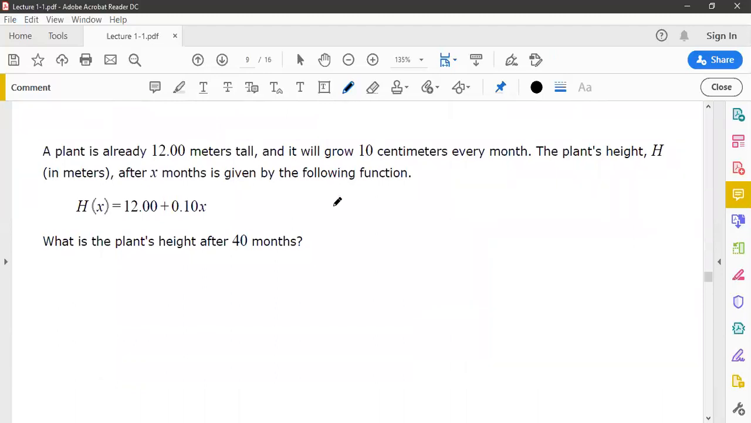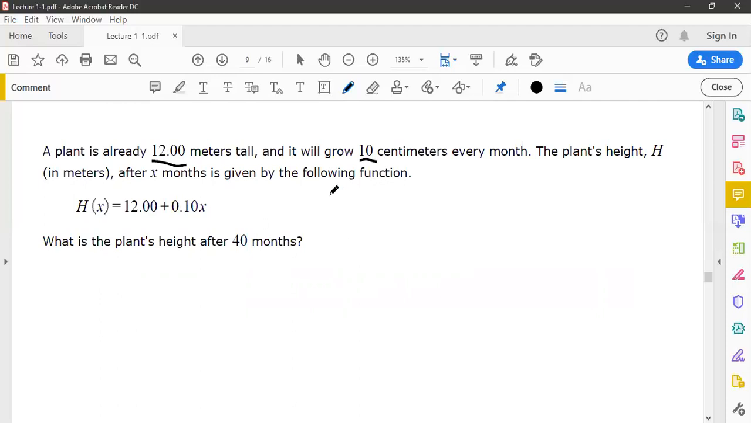In the next problem, a plant is already 12 meters tall, and it will grow 10 centimeters every month. The plant's height, h in meters, after x months is given by the following function. And of course, the 12 comes from the 12 in the original problem, and the 10 because it grows 10 centimeters every month. What is the plant's height after 40 months?